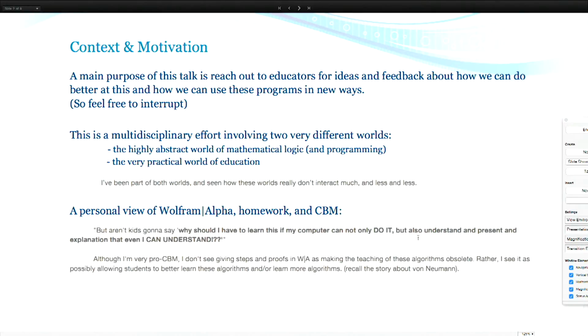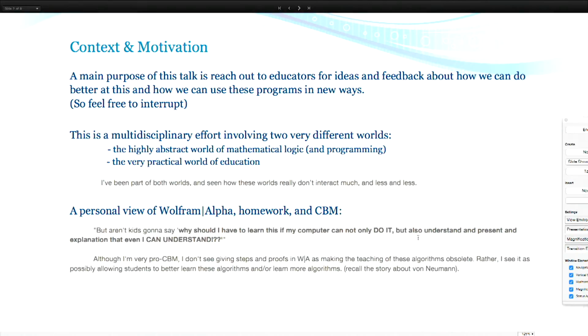So the answer, I think the computer-based math answer, is you shouldn't, right? You shouldn't be taught algorithms. We should teach you how to manage computational processes and think about big questions and how to address them using algorithms that you just know exist. So I'm very pro computer-based math.